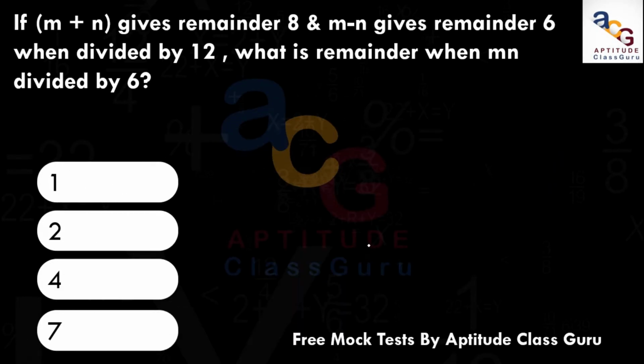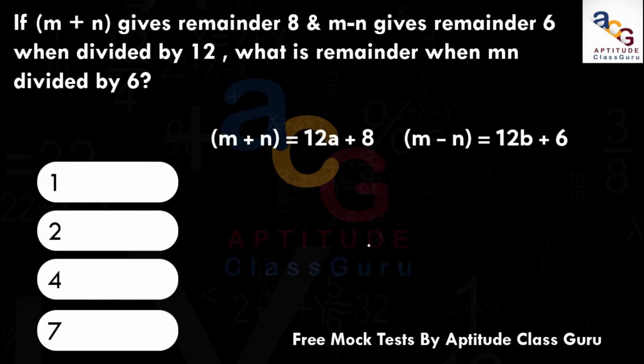If m plus n gives you the remainder 8 and m minus n gives you the remainder 6 when divided by 12, what is the remainder when mn is divided by 6? For this problem, simply write down the equations and find out the m into n value. Then it will become easier.